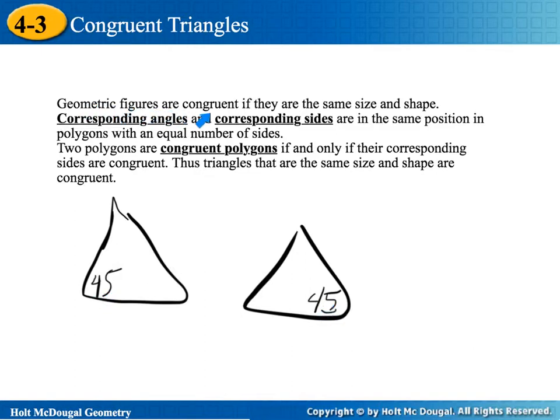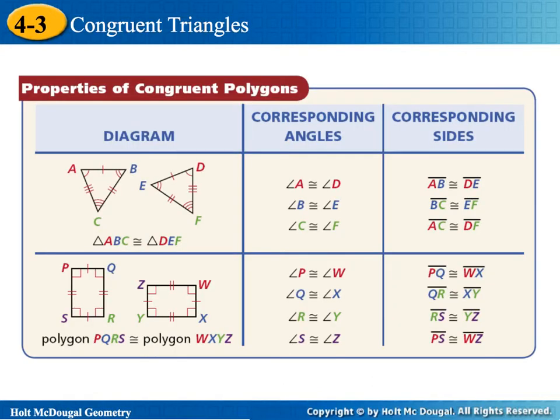So geometric figures are congruent if they are the same size and shape. First buzzword is corresponding angles, and corresponding sides are in the same position in polygons with an equal number of sides. Two polygons are congruent polygons if and only if their corresponding sides are congruent. This is also called a biconditional. Thus, triangles that are the same size and shape are congruent. So let's prove some of that.